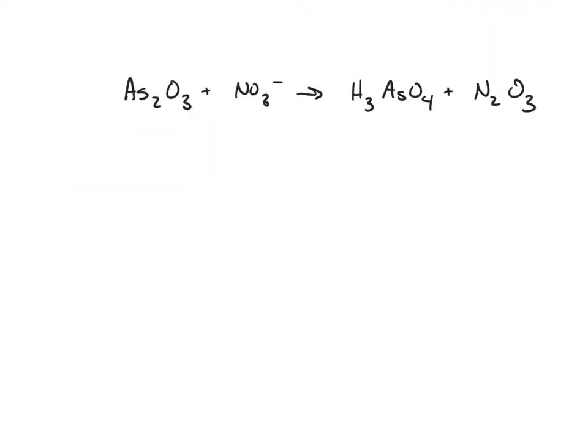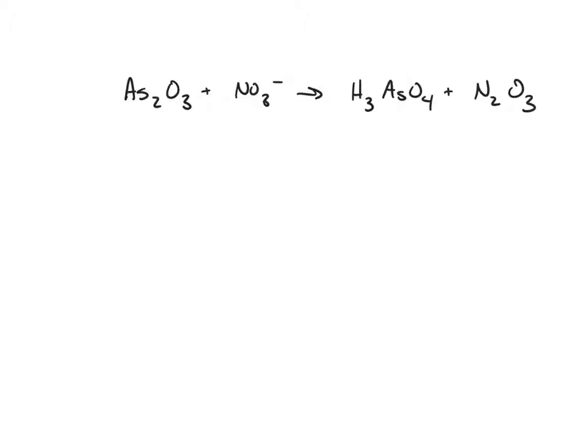We're going to finish this video lesson off by doing one more example. I'll apply the same rules that I just showed you on the last slide on this new example. So what we've got is As2O3 with NO3-, and it's combining to produce H3AsO4 and N2O3.